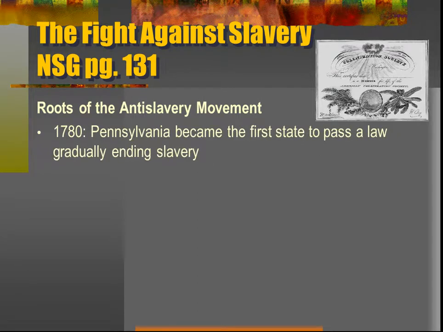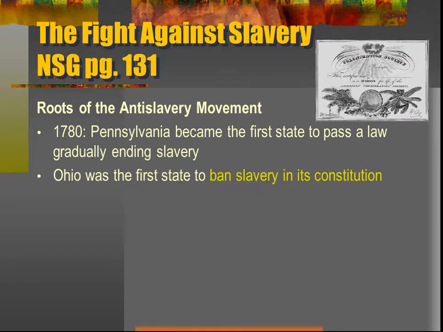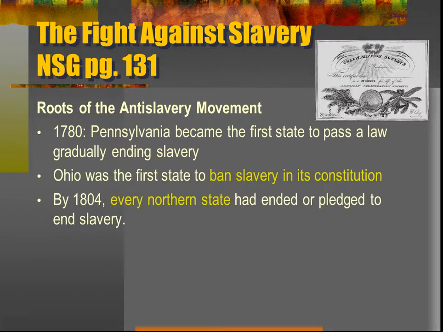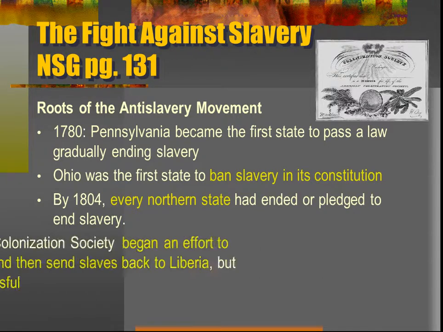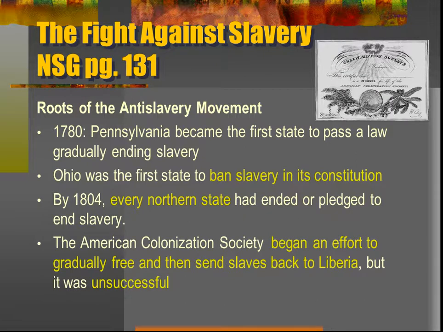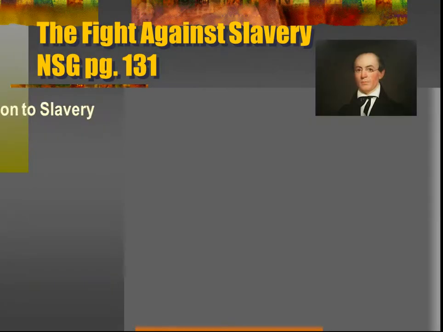Okay, so the roots of the anti-slavery movement. In 1780, Pennsylvania became the first state to pass a law gradually ending slavery, because slavery did exist a little bit in the North before this time, and they gradually reduced it. Ohio was the first state to ban slavery in its constitution. In 1804, every northern state ended or pledged to end slavery. The American Colonization Society began an effort to gradually free and then send people back to Liberia in Africa. This actually ended up proving pretty unsuccessful, as most slaves didn't want to go back.